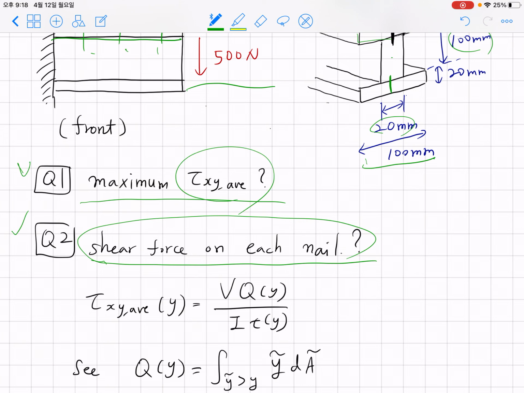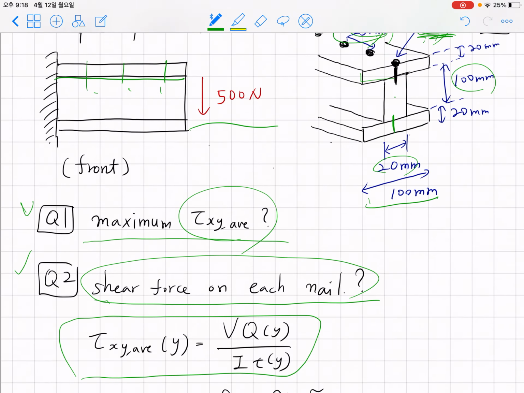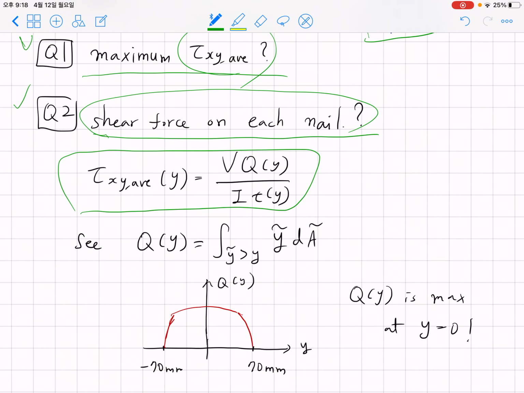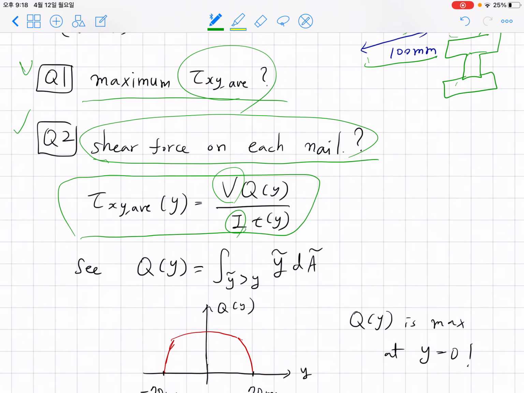To answer this question, tau xy average maximum, we need to utilize this formula. When you look at this formula for this problem, what you can see here is V is constant over the entire cross section, and I is determined by the cross sectional shape, which is this. Then you have the Qy integral and t as a function of y.